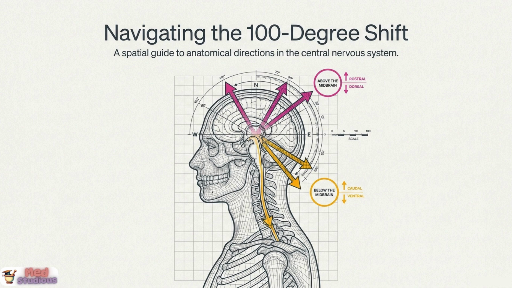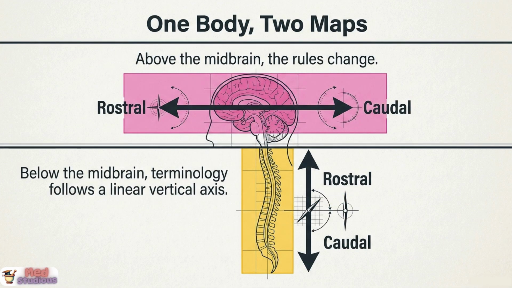Let's get into it. Just like every other directional term in anatomy, rostral and caudal are always interpreted relative to the standard anatomical position. This is non-negotiable. It is the universal reference point that every medical professional on the planet uses to communicate about the body without confusion. In this position, the body stands upright, eyes looking straight forward, arms hanging at the sides with palms facing forward, and feet slightly apart pointing ahead.